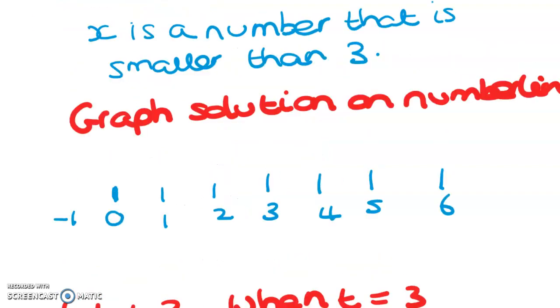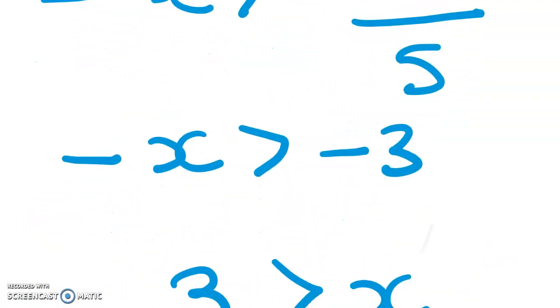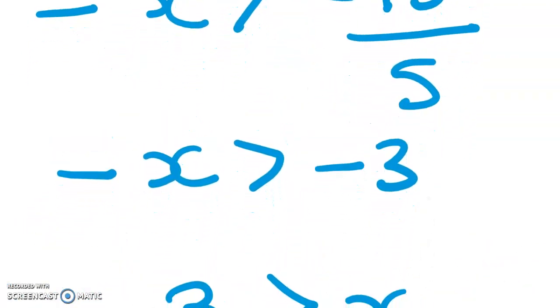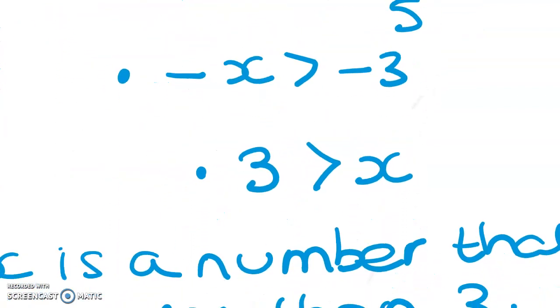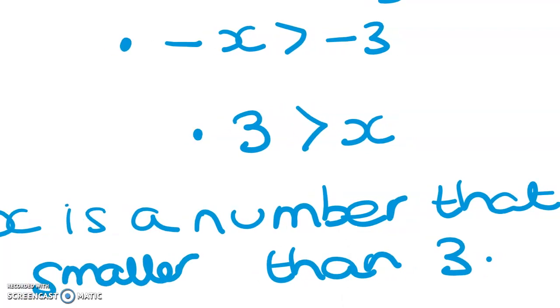Now, I don't like the look of that: x is a number that is greater than -3. So what we do, lads, is we bring the -x over. So we're starting from here. We'll bring the -x over and it becomes a +x. Bring the -3 over and it becomes a +3. So to read that now, that means that x is a number that is smaller than 3, isn't it? Yeah, it's smaller than 3. Okay. So x is a number that is smaller than 3.